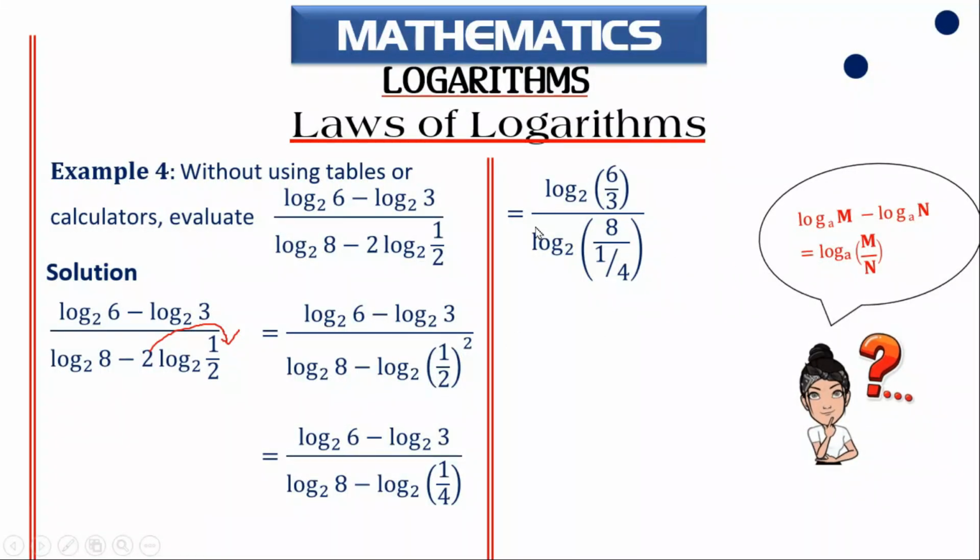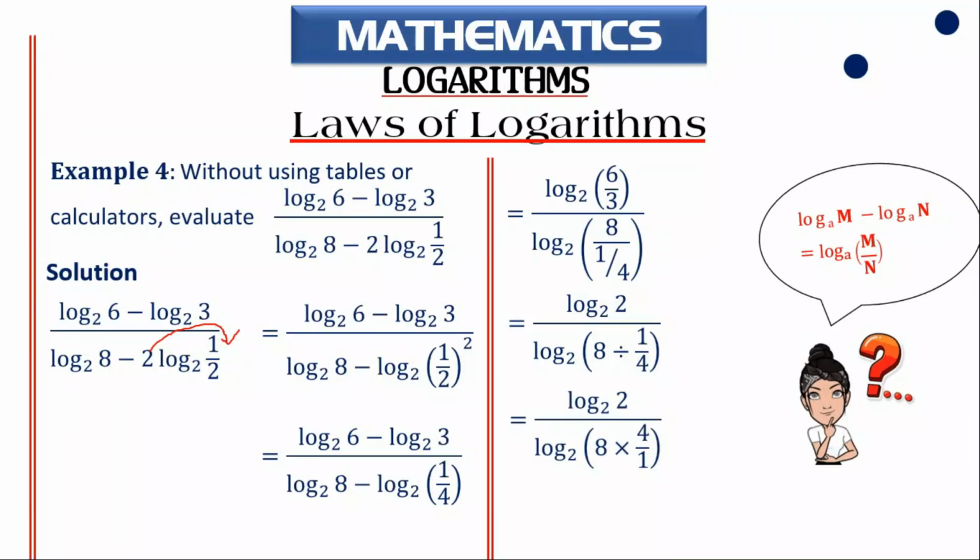So the law says that log 6 to base 2 minus log 3 to base 2, according to this, can be written as log to base 2 of 6 divided by 3. So which is what we have done there, in the numerator and the denominator. So from what we have here, this has been simplified further, and looking at our denominator, we do the needful.